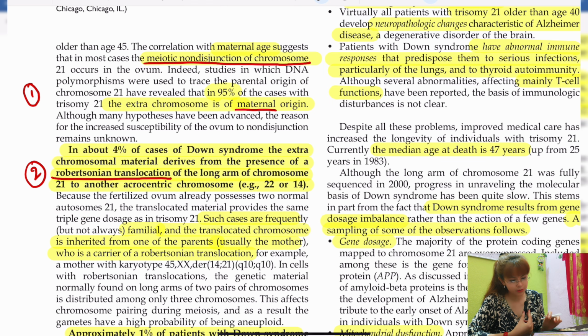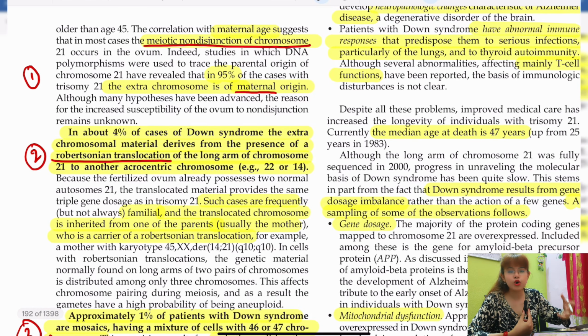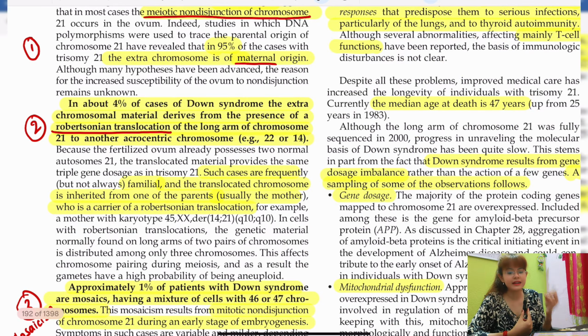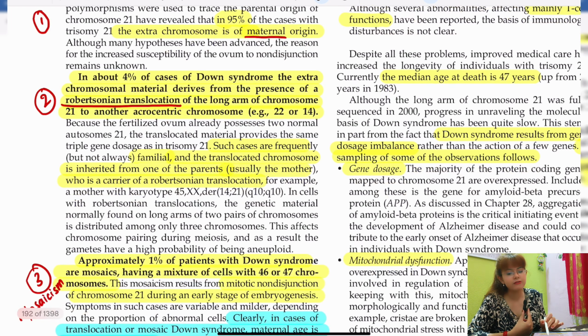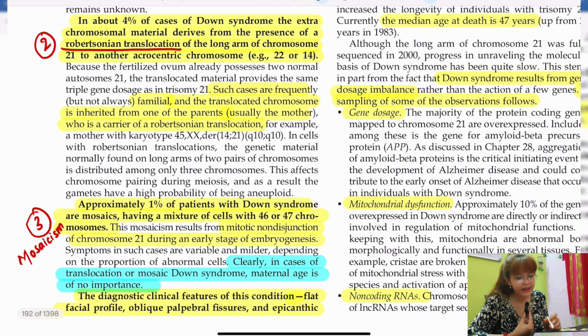So again, a very important point. You may get short notes on this, and you have to write about the molecular mechanism, what exactly are the genetics behind that. So number one is the meiotic non-disjunction of the maternal chromosome, which is the most common reason, accounting for 95% of the cases. The 4% of the cases is because of Robertsonian translocation, and 1% of the cases is because of mosaicism. There's a mixture of the cells with 46 or 47 chromosomes.